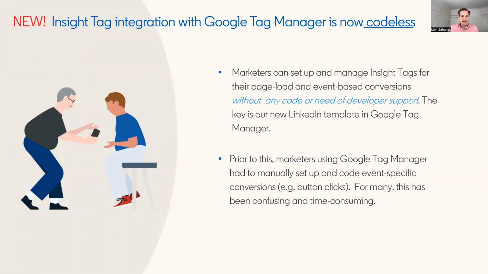This is a really big deal. Prior to this, marketers using Google Tag Manager had to manually set up and code event-specific conversions like button clicks. For many, this has been a major pain point because it's confusing and extremely time-consuming.